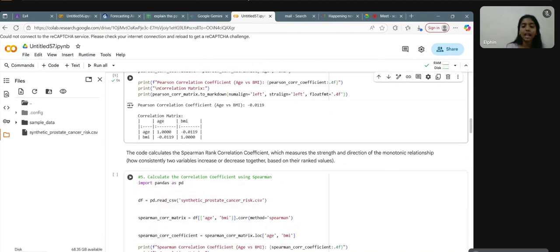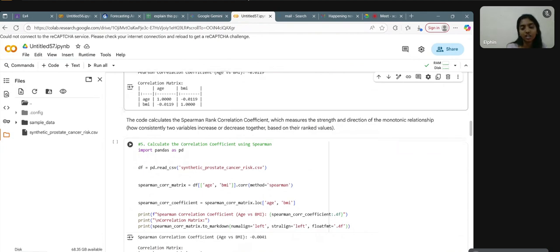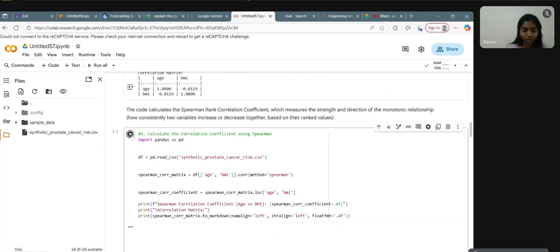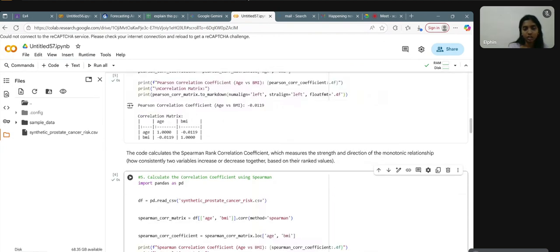Next question, calculate the correlation coefficient using BMI. The code calculates the rank correlation coefficient, which measures the strength and direction of a monotonic relationship, how consistently two variables increase or decrease together based on their ranked values. See here, correlation matrix. This is the Spearman correlation coefficient, and that was the Pearson correlation coefficient.